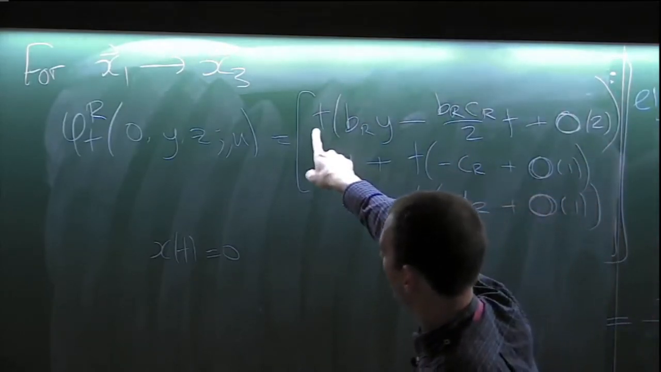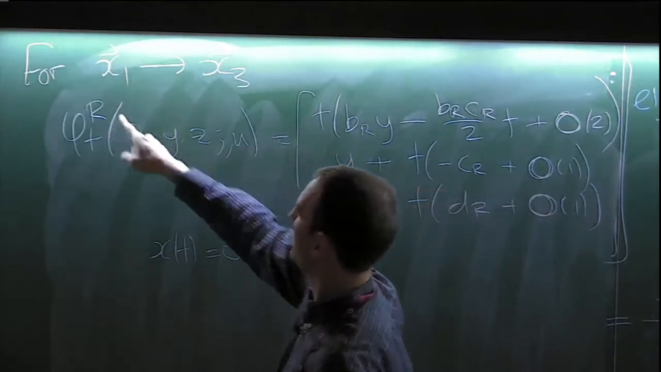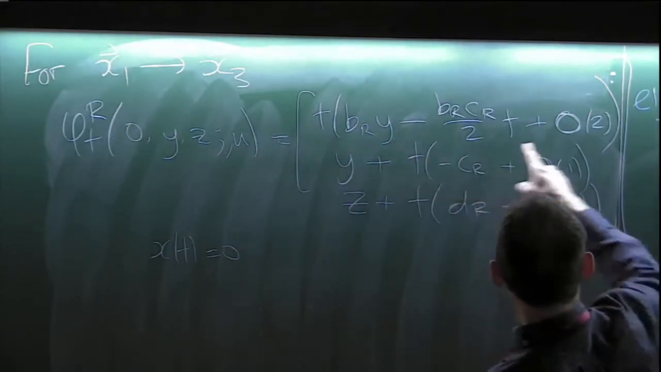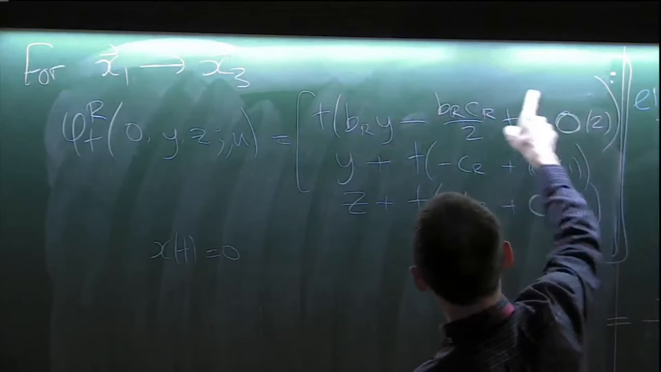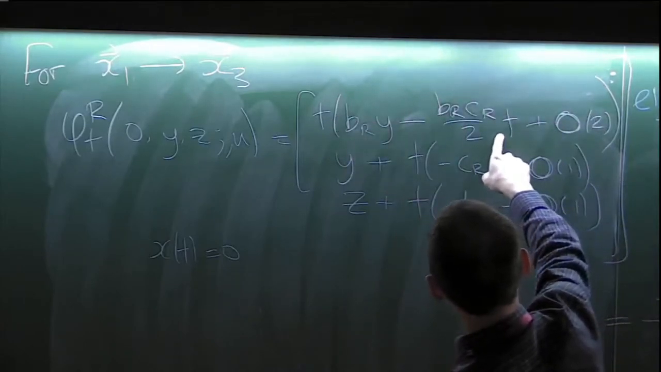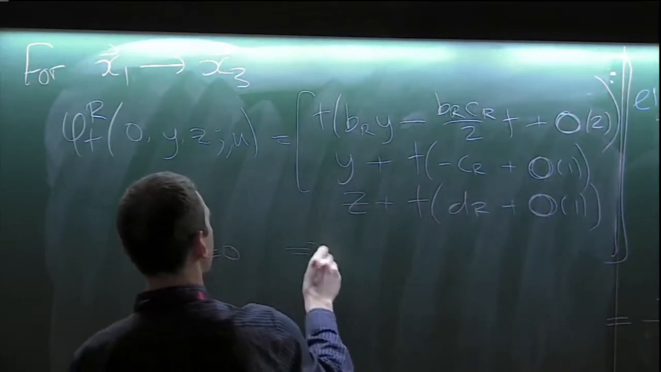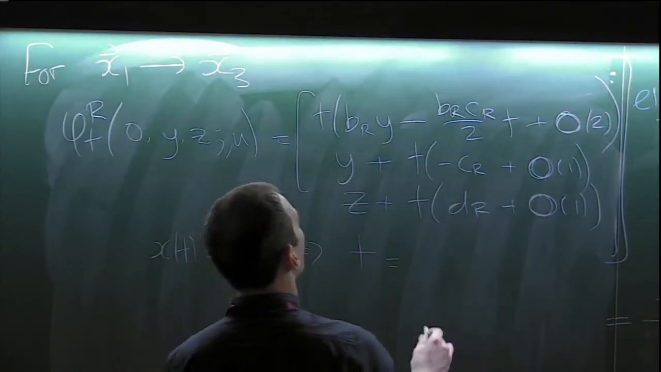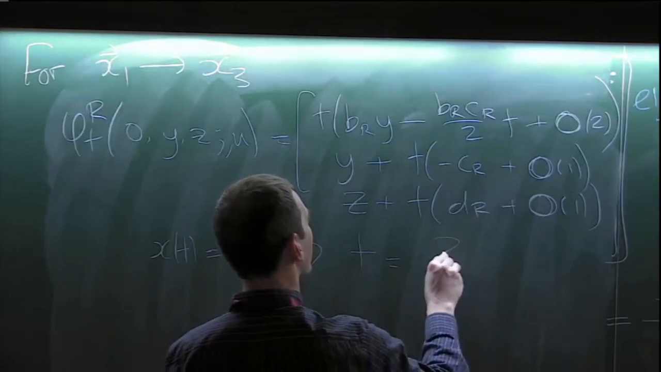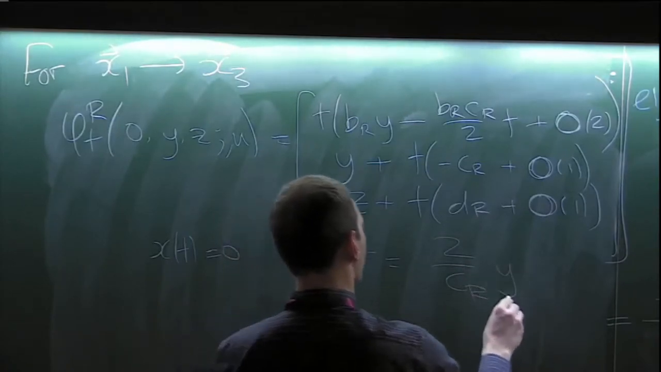I get either t equals 0, which is the point x1. I don't want that. Or I get a value of t from this equation. So t is vr y divided by that. So t is, vr is cancelled, 2 over cr, y.